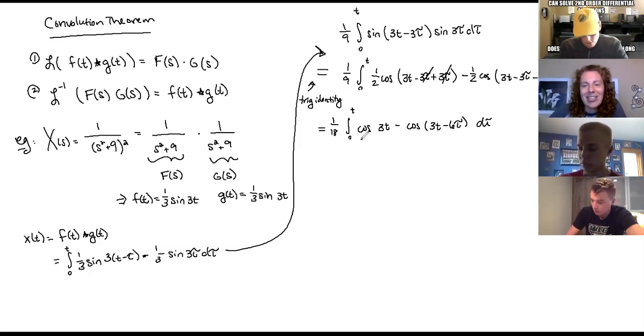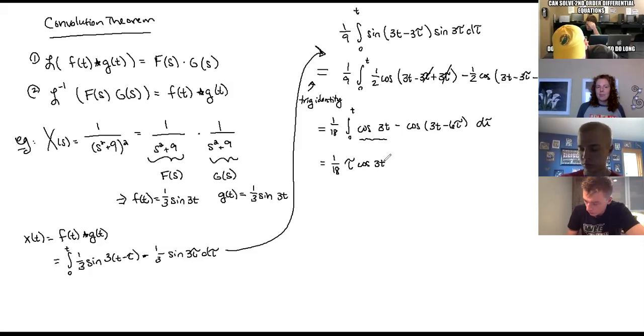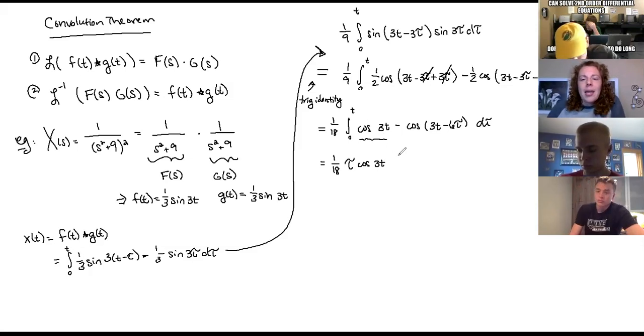First integral, cosine of 3t. This has no taus in it whatsoever, right? So when I find an integral, this is just like a constant. And it's going to be a 1/18 tau cosine of 3t. It's just a constant with respect to tau. So when I find an integral, I am going to have a tau out in front.